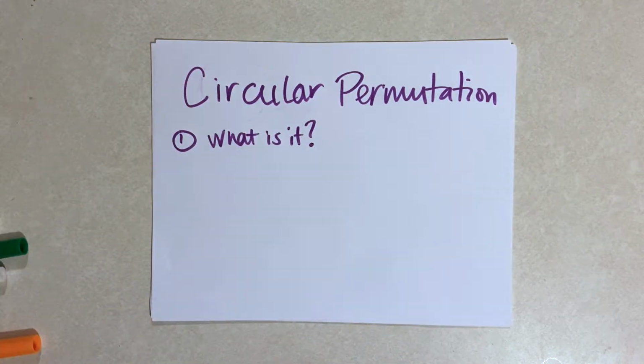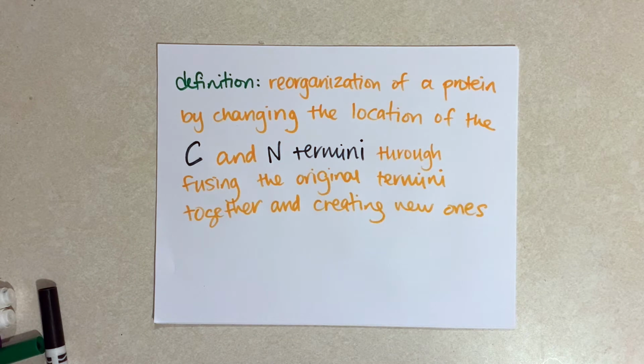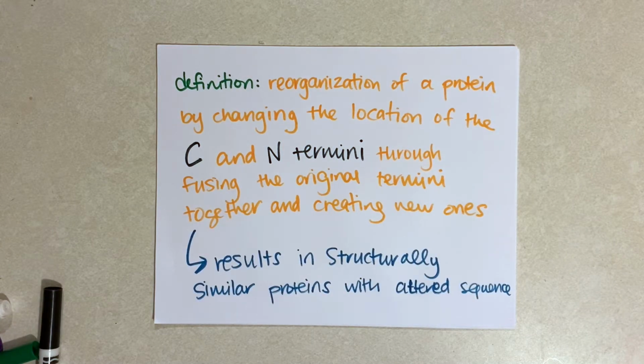So first things first, what is circular permutation? Circular permutation is the reorganization of a protein by changing the location of the C and N termini through fusing the original termini together and creating new ones. In doing so, structurally similar proteins with altered amino acid sequences are created.